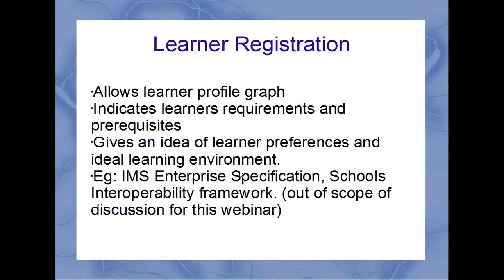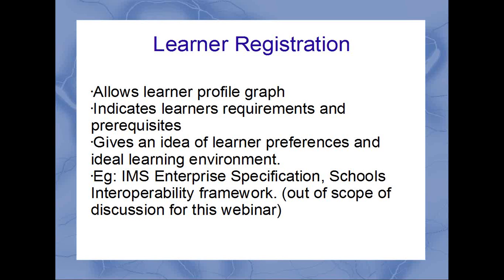Standard is being brought about by IEEE. Next comes learner registration, which allows the learner profile graph. It indicates learners' requirements and prerequisites. For example, somebody who has not taken Java 101 might need to take Java 101 before he can jump into a master's course on Java J2EE. So these are captured in a learner registration system.